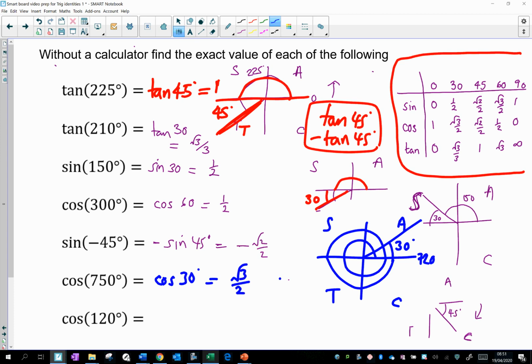Last one, cos 120. Okay, so A, S, T, C. Cos of 120 degrees, well, there's 90. 120 is in this section here. The angle made with the x-axis, as usual, if that's 120, this here is going to be 60. Okay, it's in the S section where cosines are going to be negative because only sines are positive there. So it's going to be negative, and it's going to be the same as negative cos 60 degrees in terms of the acute angle. Cos 60 is a half, so it's going to be minus a half.